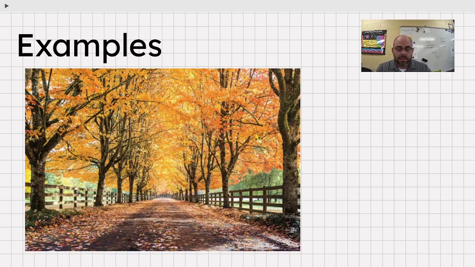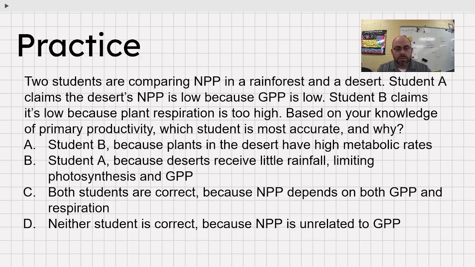So let's look at a practice question. Two students are comparing net primary productivity in a rainforest and a desert. Student A claims the desert's net is low because the GPP, the gross, is low. Student B claims that it's low because plant respiration is too high. Based on your knowledge of primary productivity, which student is the most accurate? So student A is concluding that net is low because gross is low, and student B says that net is low because respiration is high. Well, we know that net is gross minus respiration. So if respiration is high, the net is going to be lower, right?